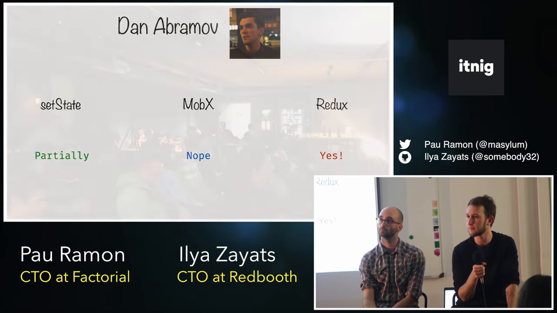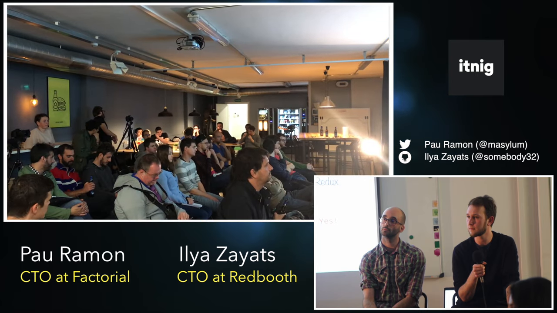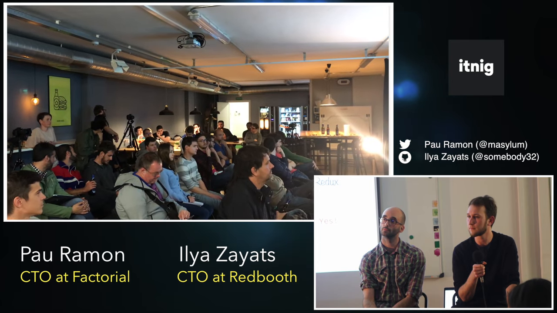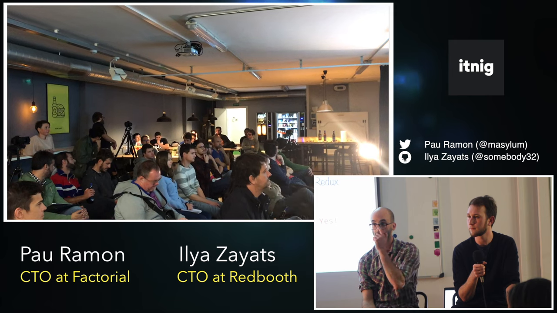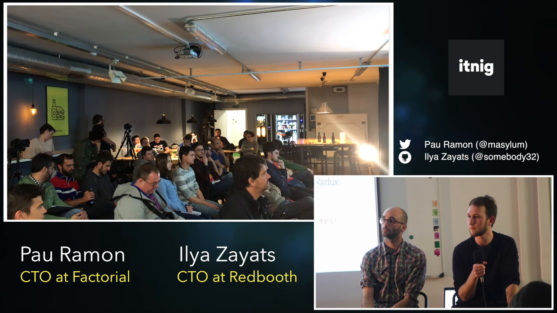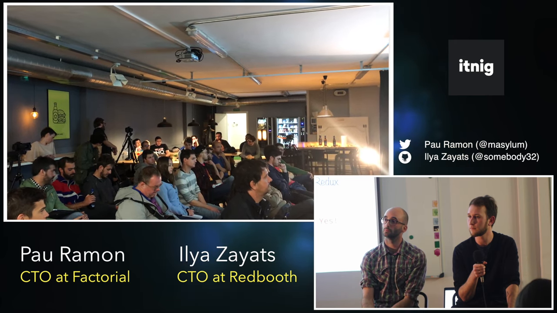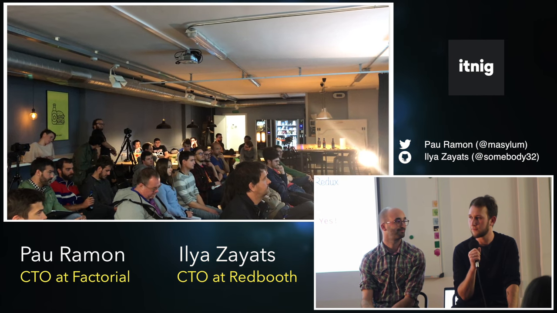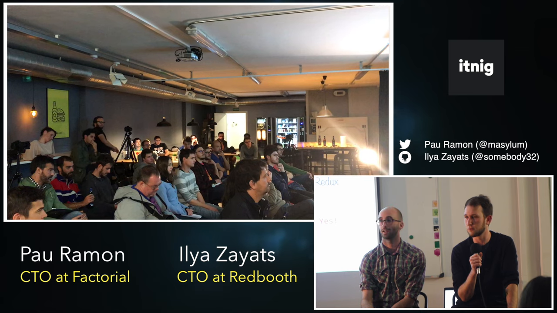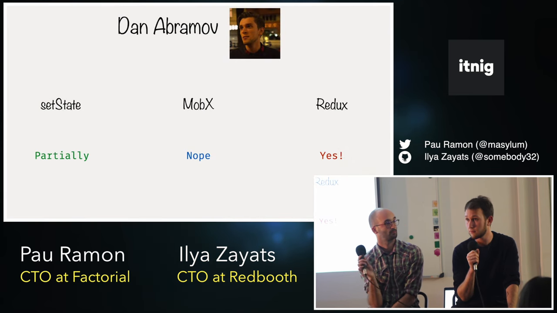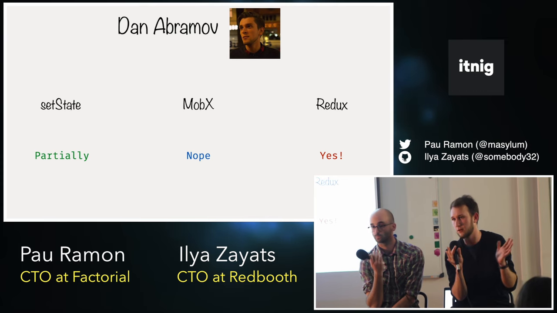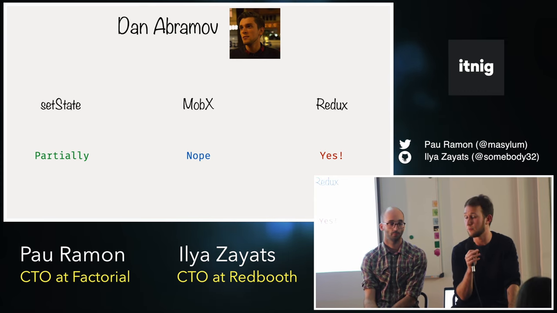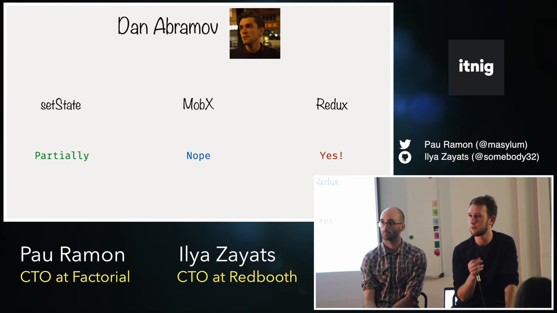Another question: I know it's not a rule, but sometimes there are patterns. When do you put state in a component and when do you not? For me, it's a really easy rule of thumb. If I want to share the state, I put it in the store. Again, it depends on whether it's shared between two components or between five or ten. If I'm not sharing it, it's okay to use setState locally.